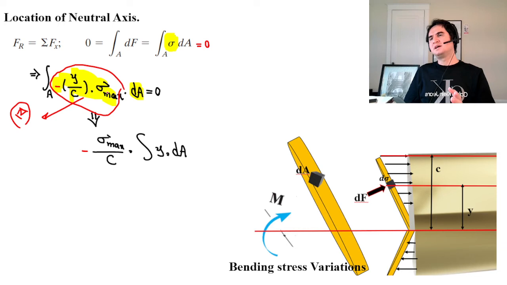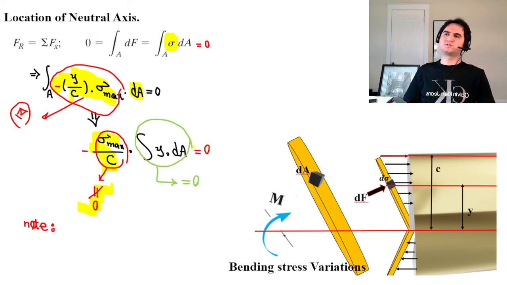That's negative sigma max over c, which is definitely a constant that cannot go to zero, and the integration of y dA. So if this part cannot go to zero, the other should definitely go to zero to give us zero at the very end. And if you remember, the integration of y times dA is the first moment of the area.